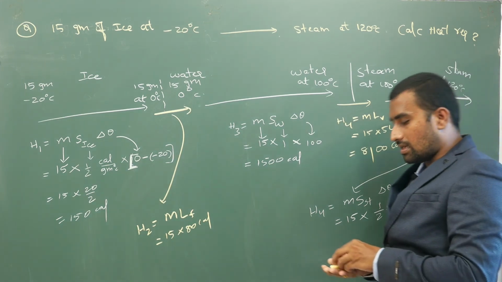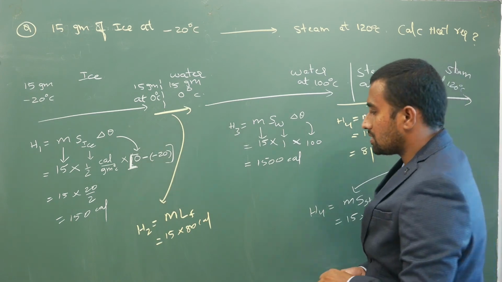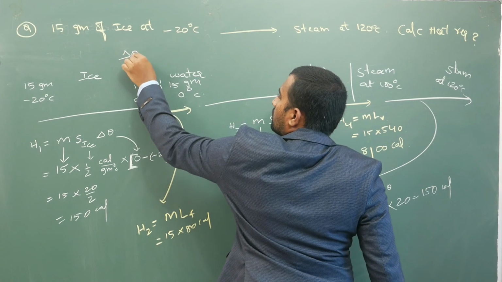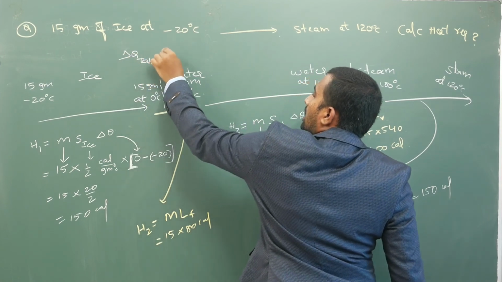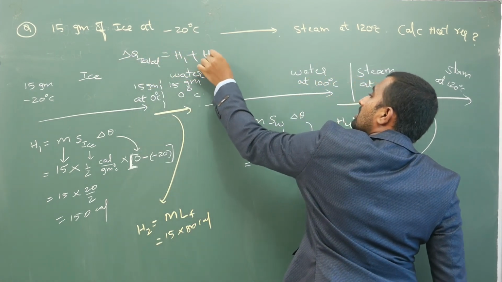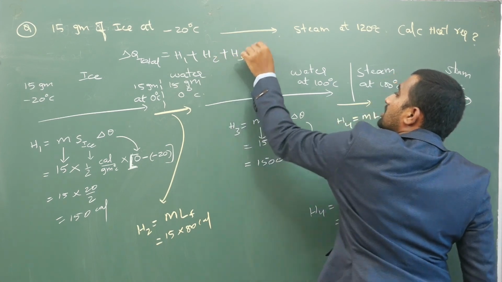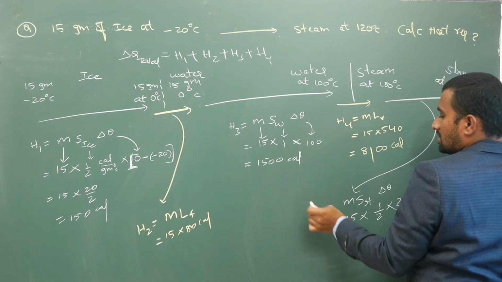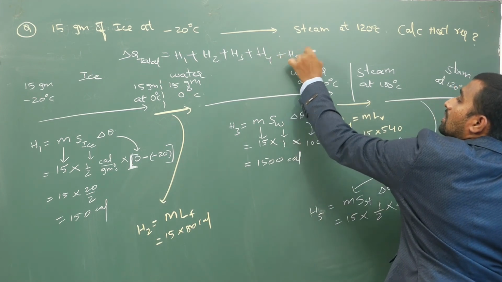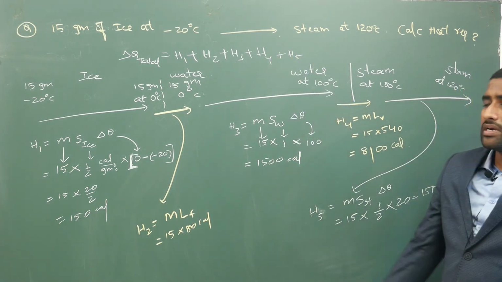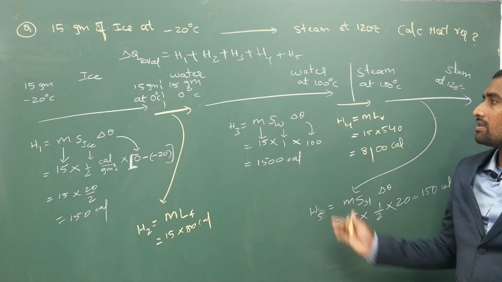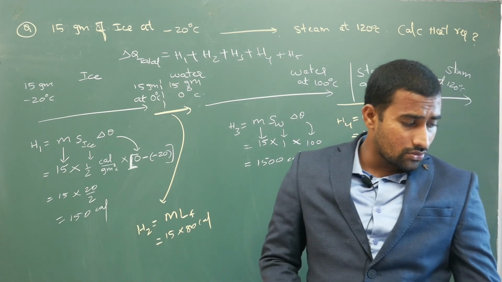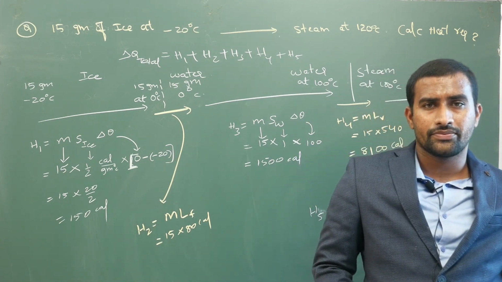So your total heat required in this case is delta Q total is H1 plus H2 plus H3 plus H4 plus H5. So this is your total heat energy required. It is a scalar quantity, you can just add all the numbers like this. So this is your basic introduction.